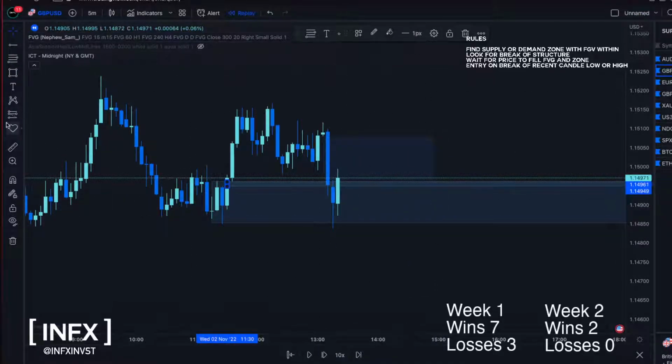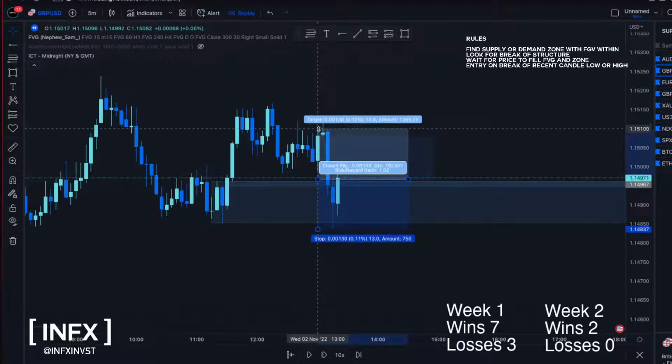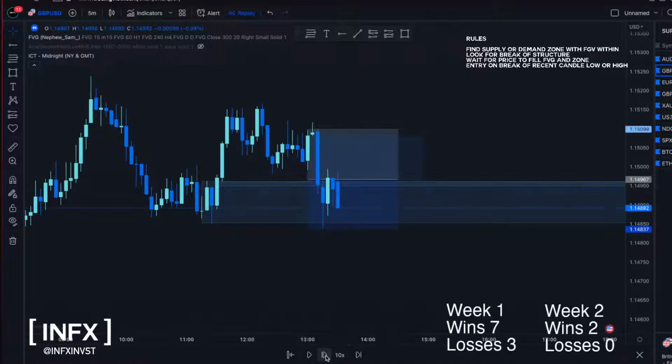We've just got our entry, so we're going to go. Stop below the wick, 13 pips. Aiming for 1-to-1. Good start.